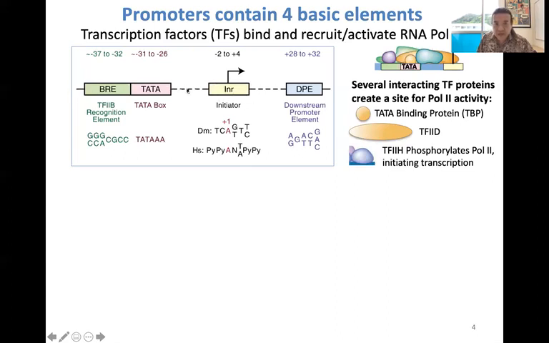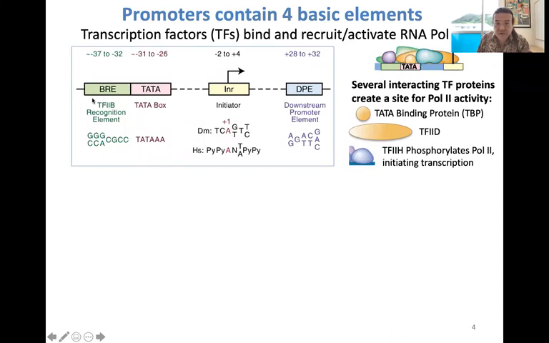So this line going across here is the DNA, the template DNA that's going to be read. Right? This initiator site, you can see, has this type of a sequence in it, right? And that helps position the RNA polymerase II over it. And you have these other sites here. So there are 4 basic elements that the majority of promoters share.